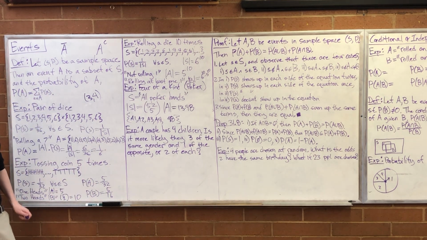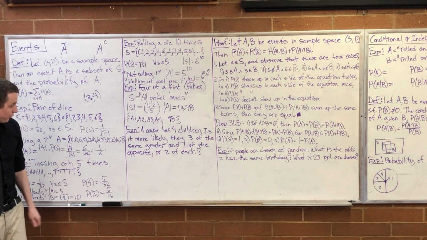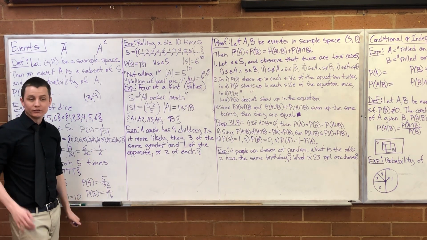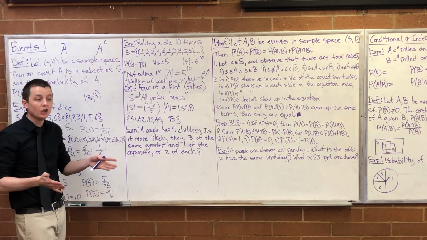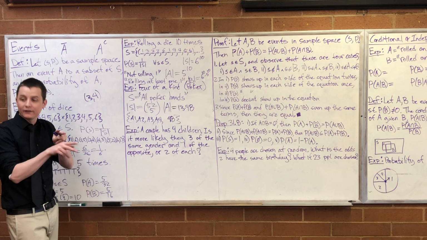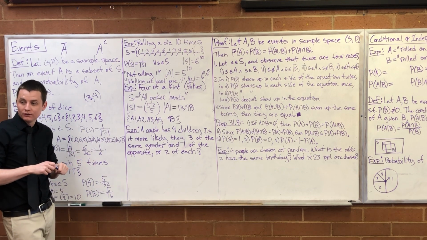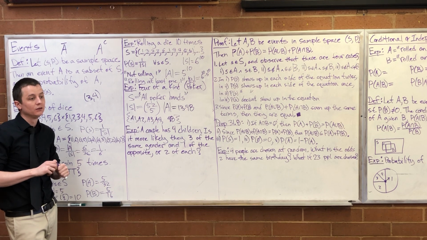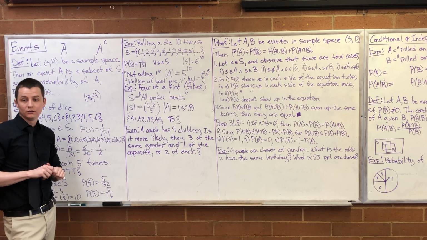Let's go on to another one. Here's a fun one. A couple has 4 children. Is it more likely that they have 3 of the same gender and 1 the opposite gender, or that they have 2 of the same gender? 50-50. It's the same. Or is it the same likely?